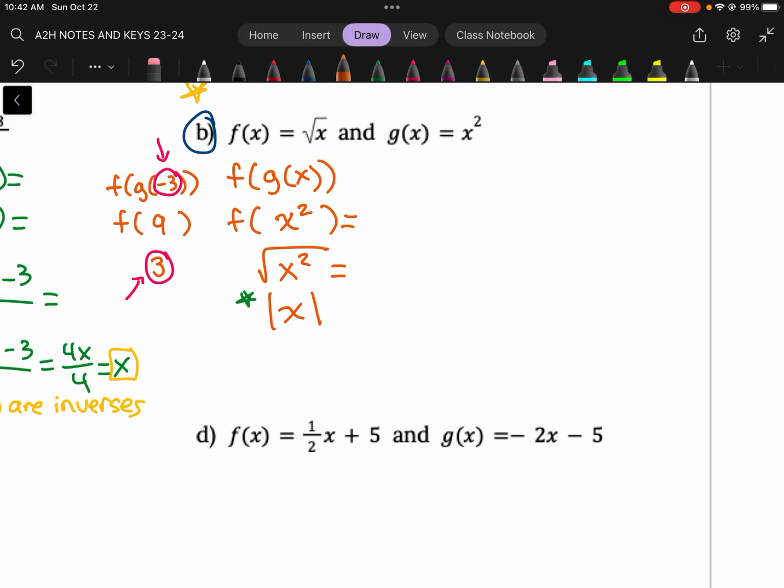So no matter what x is, if x is a positive number, we are going to get the same out. But if x is a negative number, we are not going to get the same out. So this is not x. It's the absolute value of x. So automatically, we can say f of x and g of x are not inverse functions.